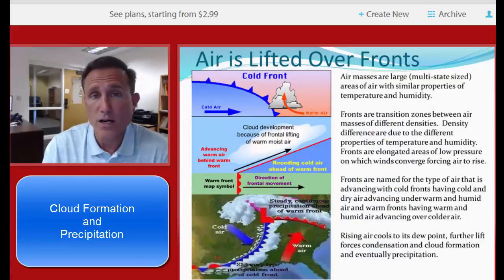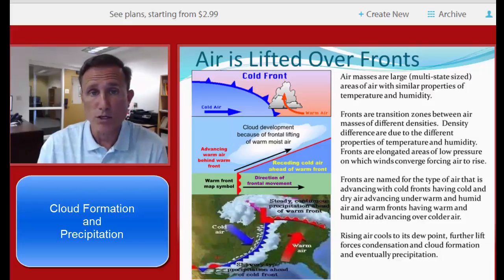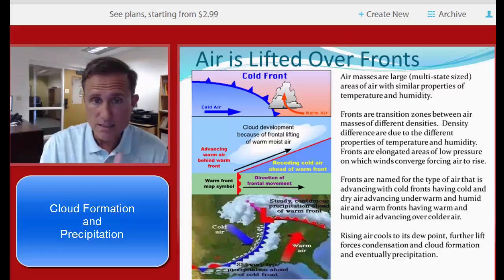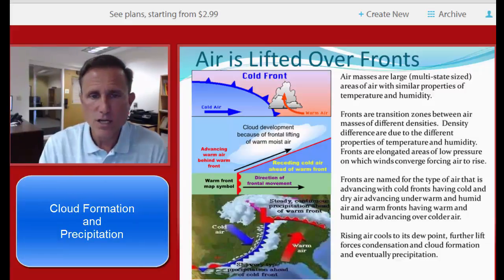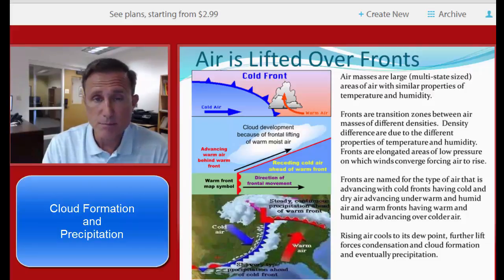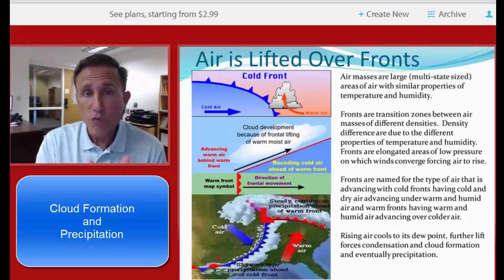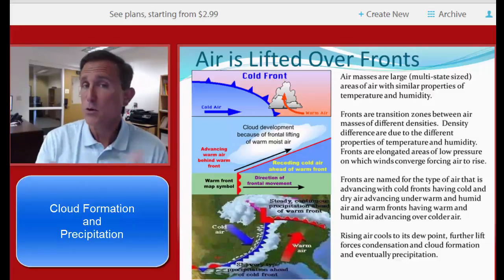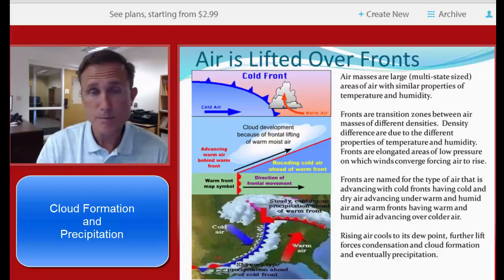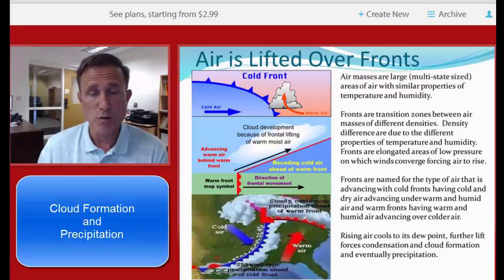I said that fronts are elongated areas of low pressure. Winds converge along fronts as well. So air masses are large, the size of half a continent. Air masses are large areas of air with similar properties of temperature and humidity. Fronts are the transition zones between air masses of different densities. And the reason why they have different densities is because of the differences between temperature and humidity. If it's a warm, humid air mass, it's going to be less dense than a cold, dry air mass.